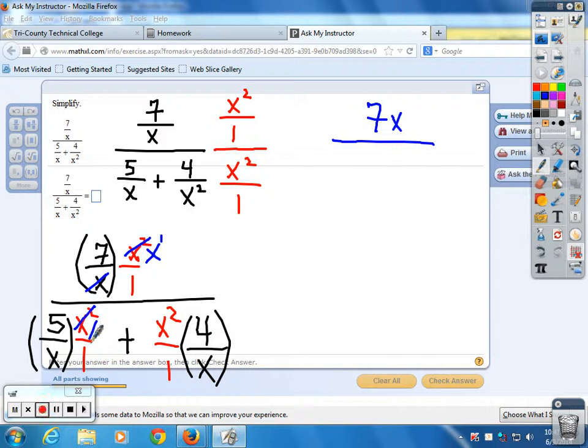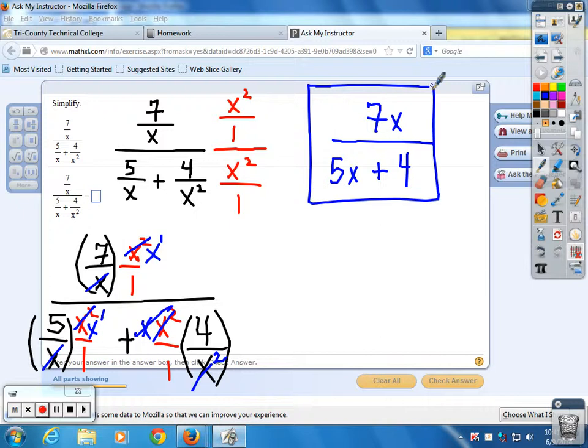Same thing here. 5x. And same thing here. 4x. Okay, x squared. That whole thing goes out. Plus 4. That should be your answer.